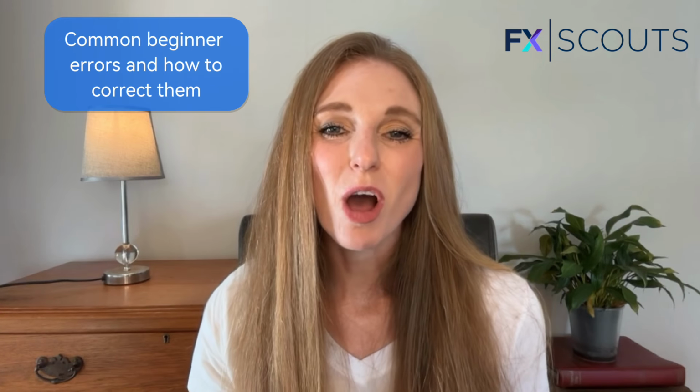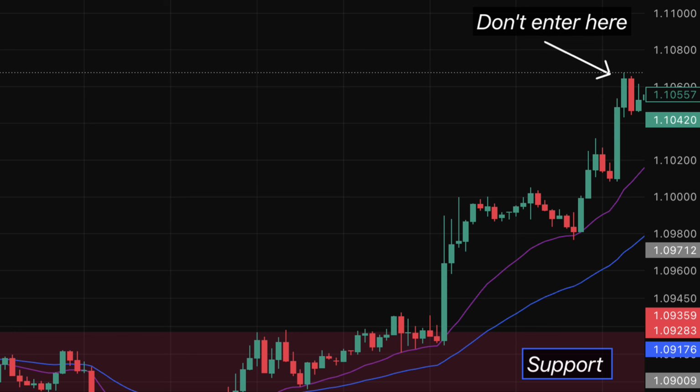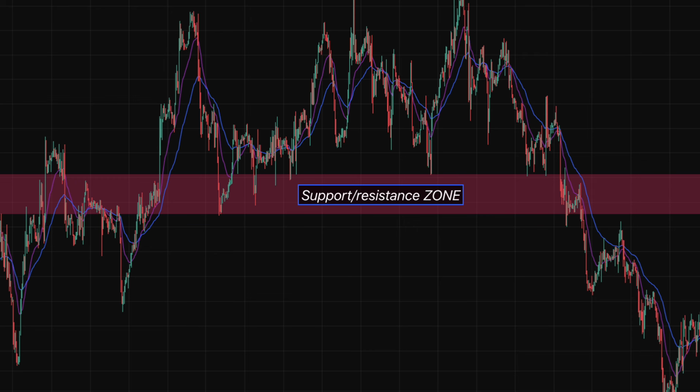I want to quickly cover some common beginner errors and how to correct them. Many beginners chase price when they are far away from moving averages and when they're not in any meaningful support or resistance zones. The remedy is to wait for a pullback into a zone and require a clear signal with RSI confirmation before entering. Another common mistake that beginners make is to draw support and resistance lines as razor-thin lines. Real markets rarely respect a single price, so treat these as zones and expect occasional overshoots.